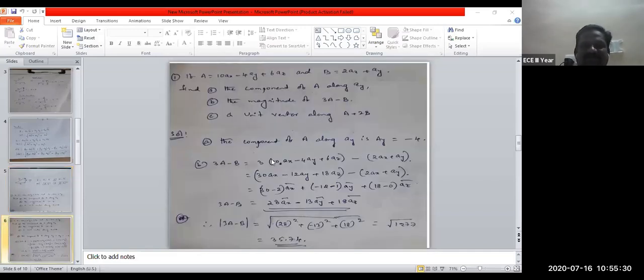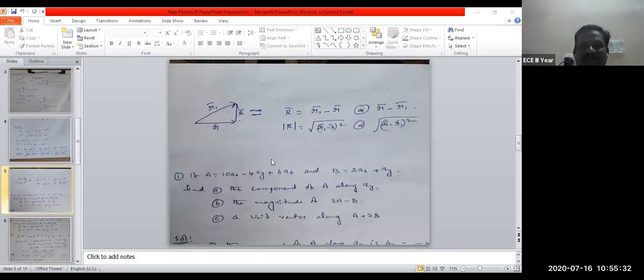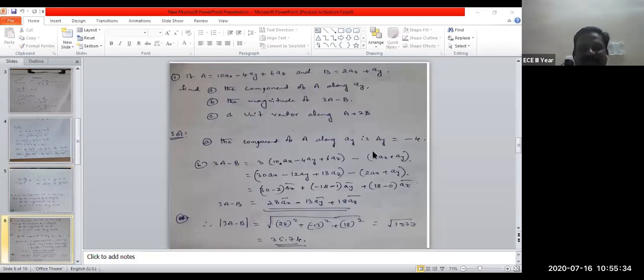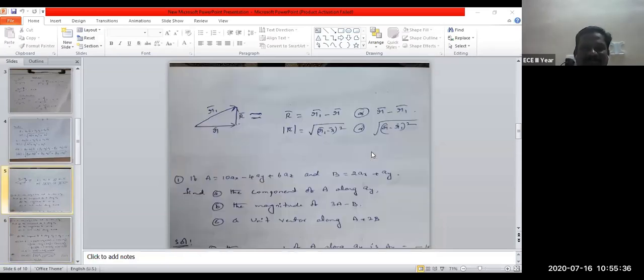Even though I had the solution for you in the next slide, I think this solution is not required for you, because all the people are doing it perfectly. Then do the second one. The second one is easy. The magnitude of 3a minus b.